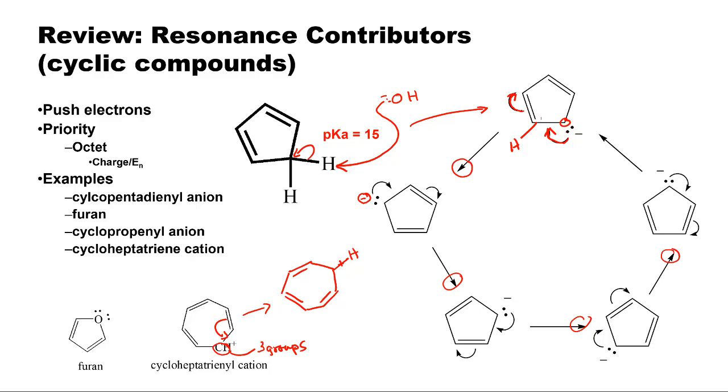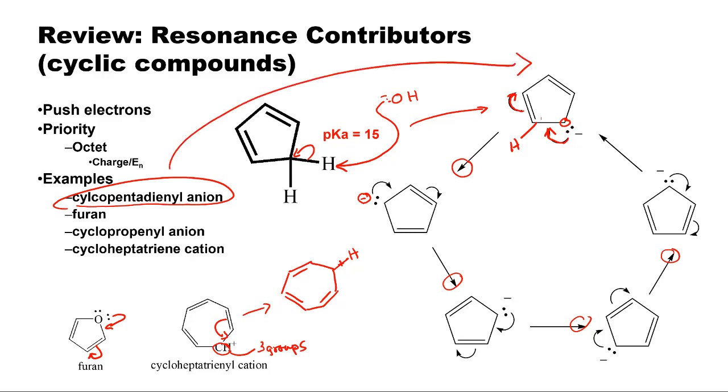Now in furan, what happens is you can take that pair of electrons and you can move it in like this. And again, this is that allylic lone pair pattern that you'll see. And it'll be very much like cyclopentadienyl anion. That's what this guy is. It'll be very much the same pattern. You'll push the electrons all the way around.